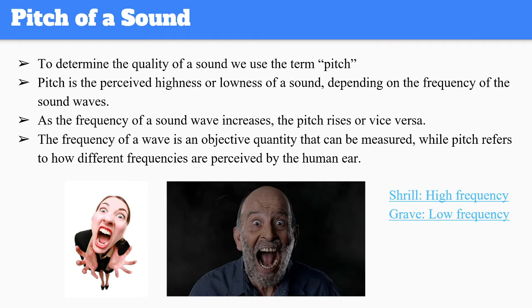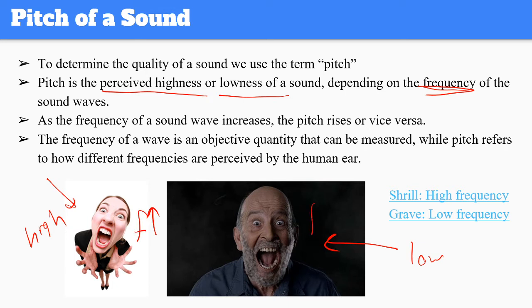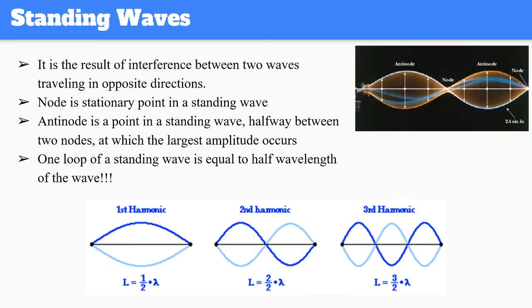Alright, pitch of a sound is basically the perceived highness or lowness of the sound, and it depends on the frequency. High frequency means high pitch, low frequency means low pitch, and women in general have high pitch and men in general have low pitch. So frequency for women is higher and frequency for men is, in most cases, lower. High frequency is called shrill sound and low frequency is called grave sound.